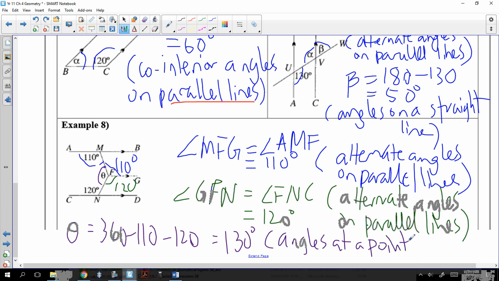Alright, that's angles on parallel lines. We've got one more question, and then we'll do properties of triangles. Then you can do the work.